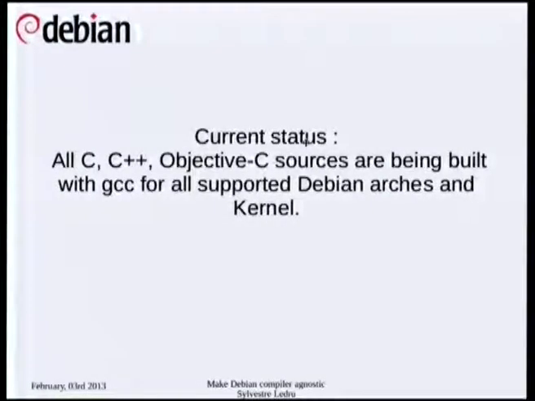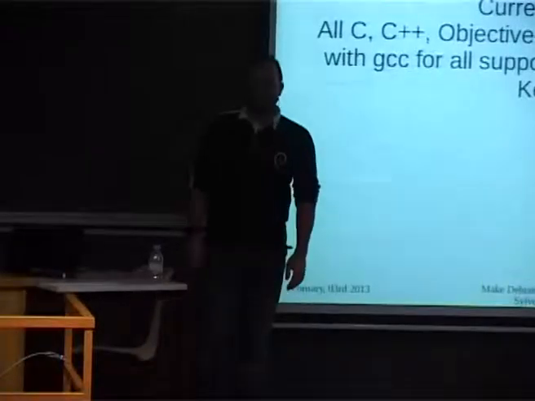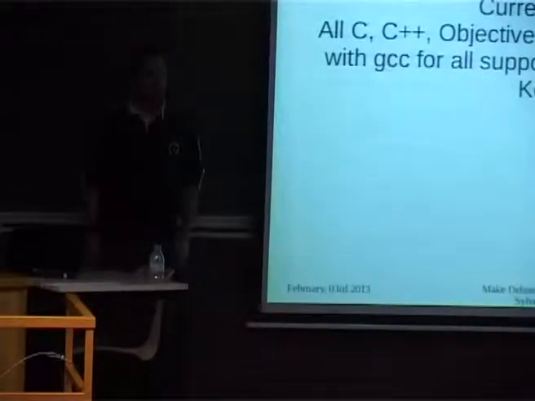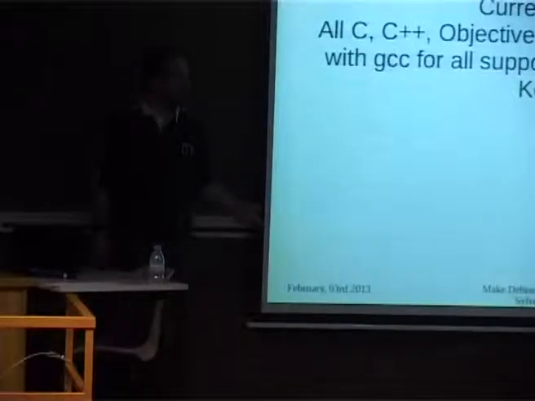So in Debian currently, we have one compiler, which is called GCC, that pretty much everyone used at least once. We are using it to build C, C++, Objective-C, Fortran, and a few other languages like Ada. It is supported on every Debian architecture and on every Debian kernel. In Debian, we have the Linux kernel, the kFreeBSD kernel, and the GNU kernel.